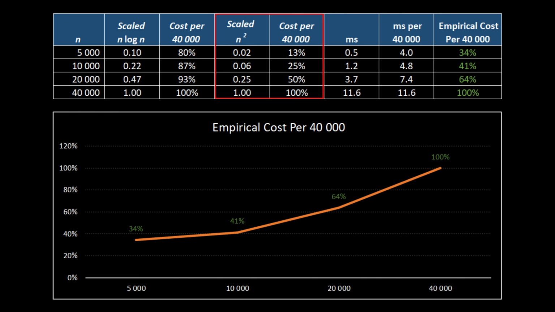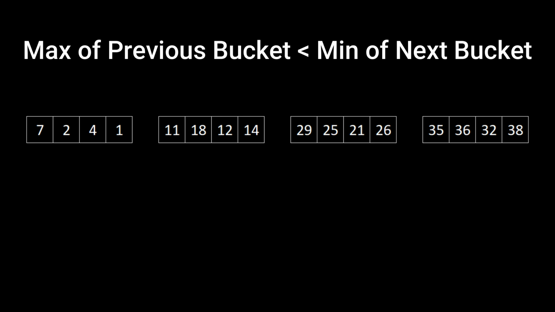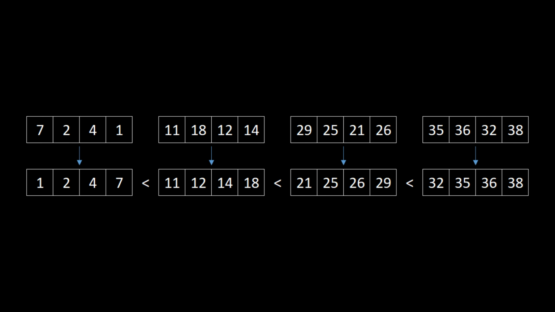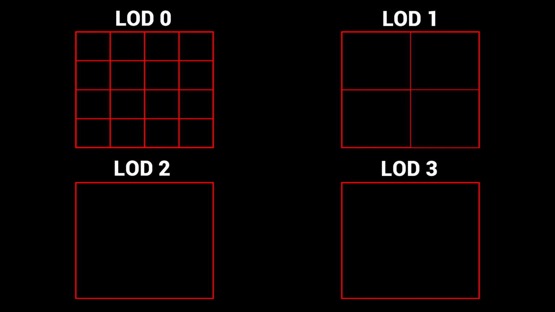I ran some empirical tests and found that it took only about a third of the time to sort 8 buckets of 5,000 elements compared to one 40,000 element bucket, and just over 40% of the time for 4 buckets of 10,000 elements each. Of course, this is only helpful if we can ensure that each bucket contains only larger elements than the bucket before it, since you can then simply append all the smaller buckets to get 40,000 sorted elements. Luckily, there is a way to do this.